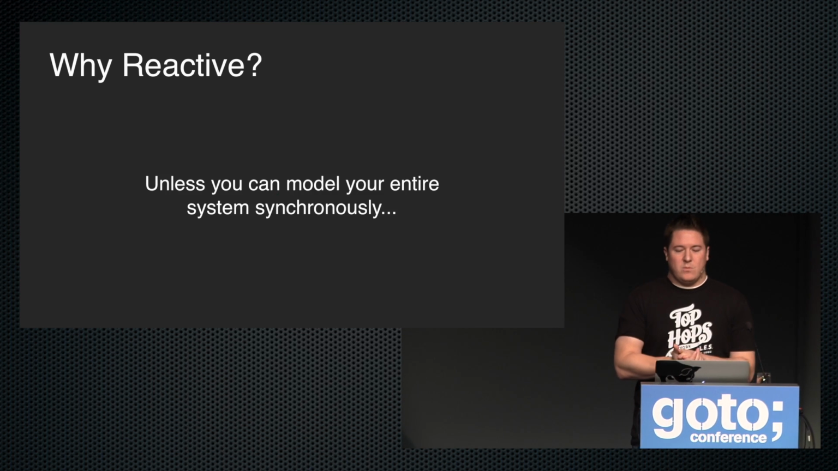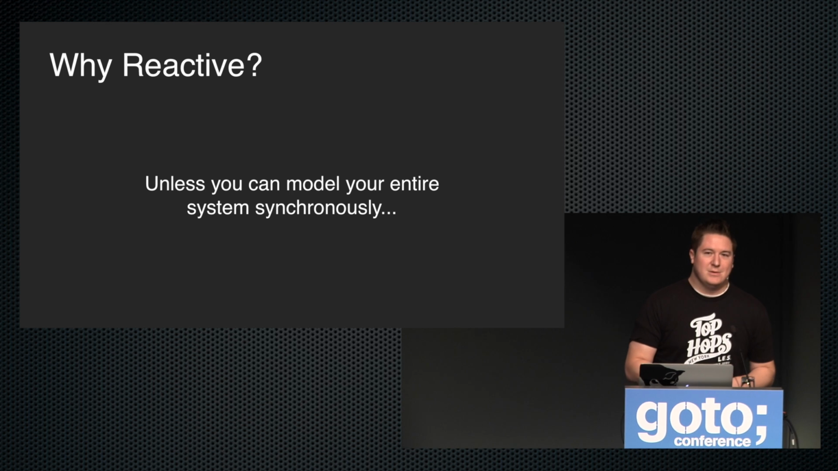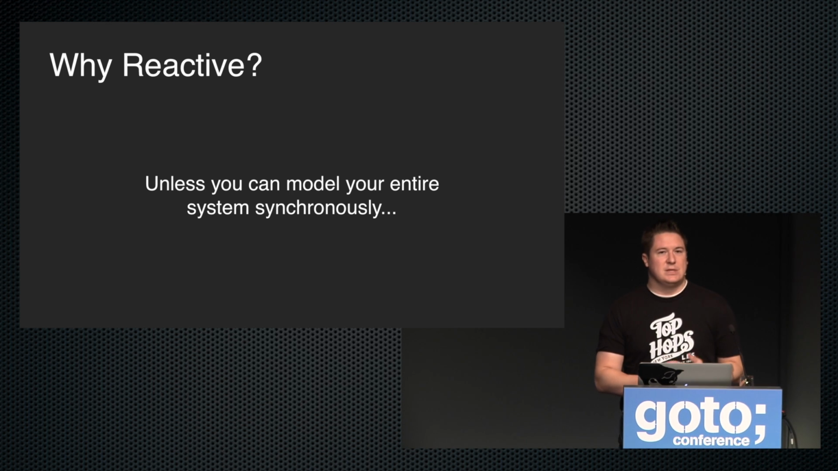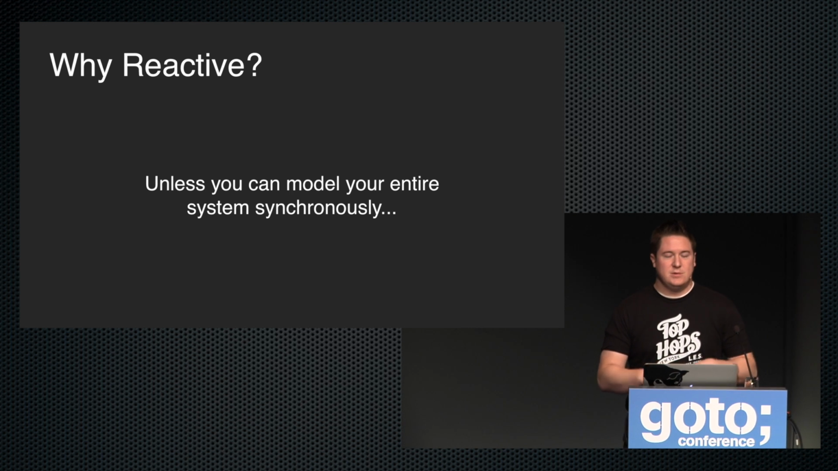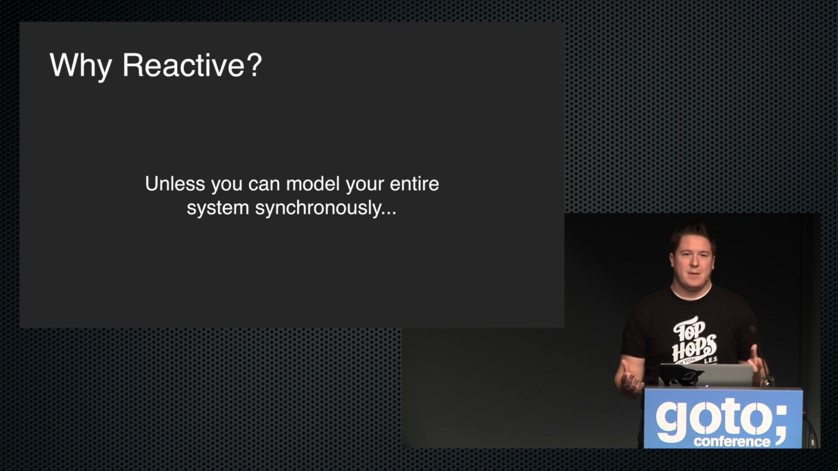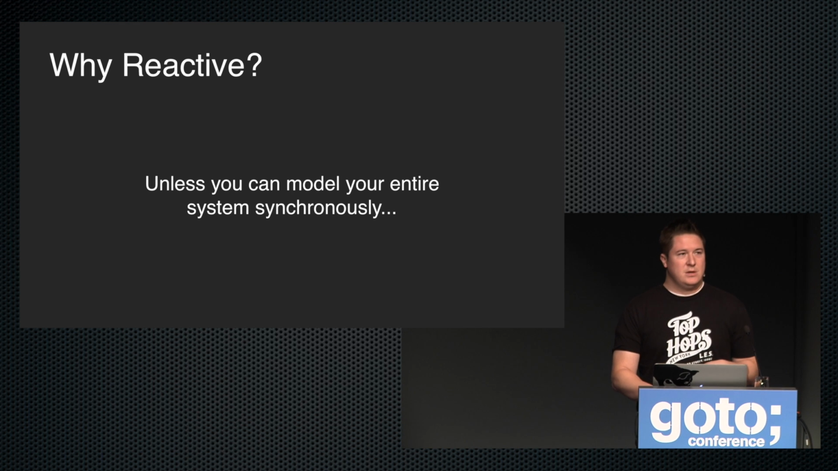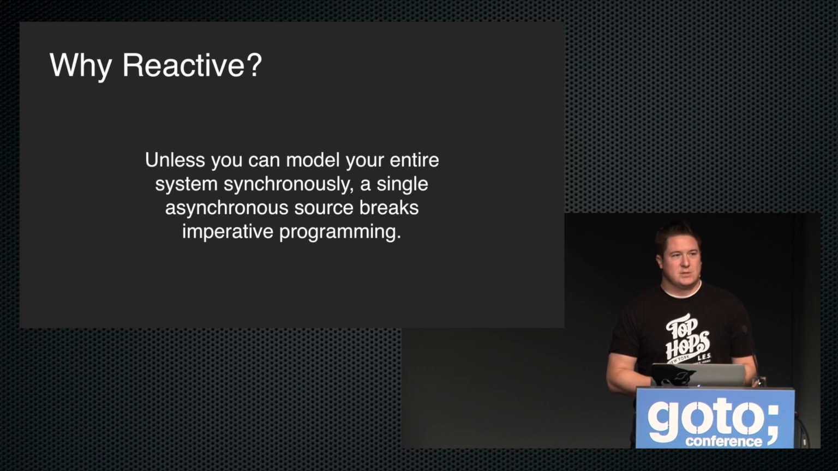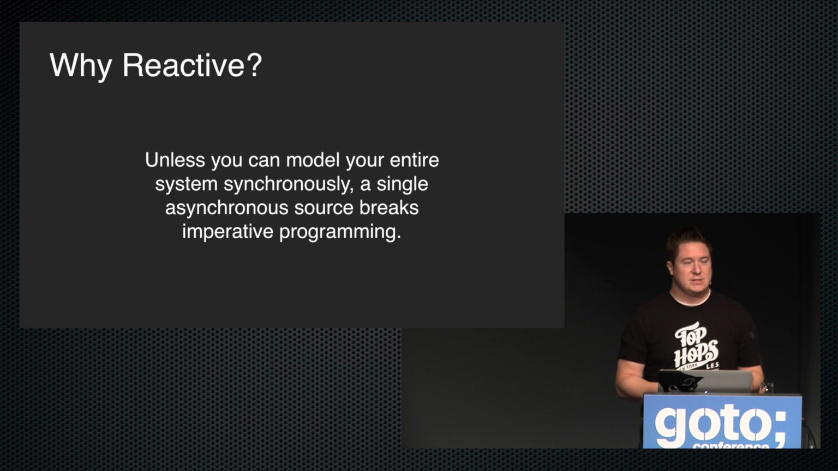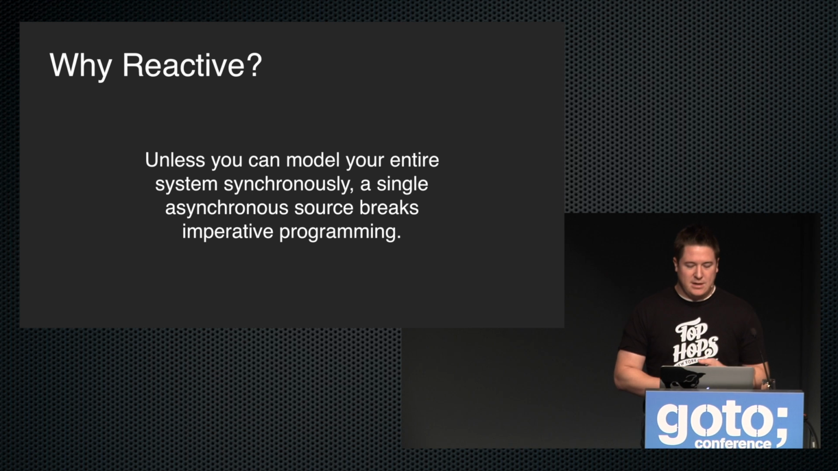All right, so why is reactive suddenly becoming something that you hear a lot of people talking about, and that you see a lot of people starting to use? I'm going to postulate that unless you can model the entire system of your app in a synchronous fashion, having a single asynchronous source will ultimately break the traditional imperative style programming we're used to. And that's not break in the sense that it stops working. It's break in the sense that it pushes a lot of the complexity onto you, and you start losing the things that imperative programming is actually really good at.